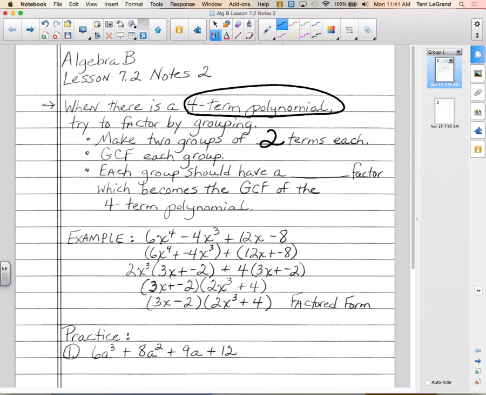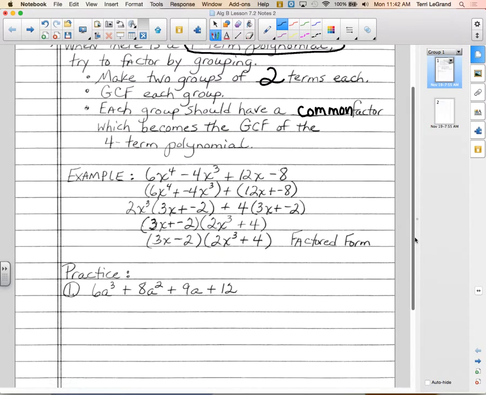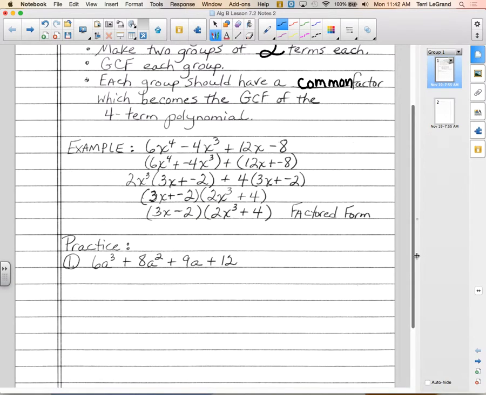And then, when we do that, each group should have a common factor. In other words, after you GCF each of those two groups of two terms each, one of their factors for each of those should look exactly alike. They should have a common factor, which then becomes the GCF of the four-term polynomial, which probably doesn't make a whole lot of sense right now until we start looking at it better. Okay, notice, I have an example here for us.